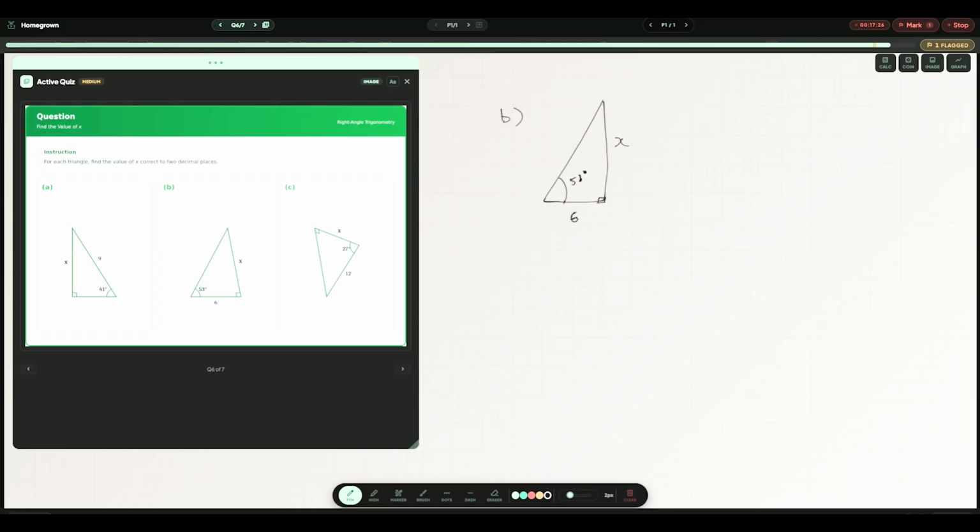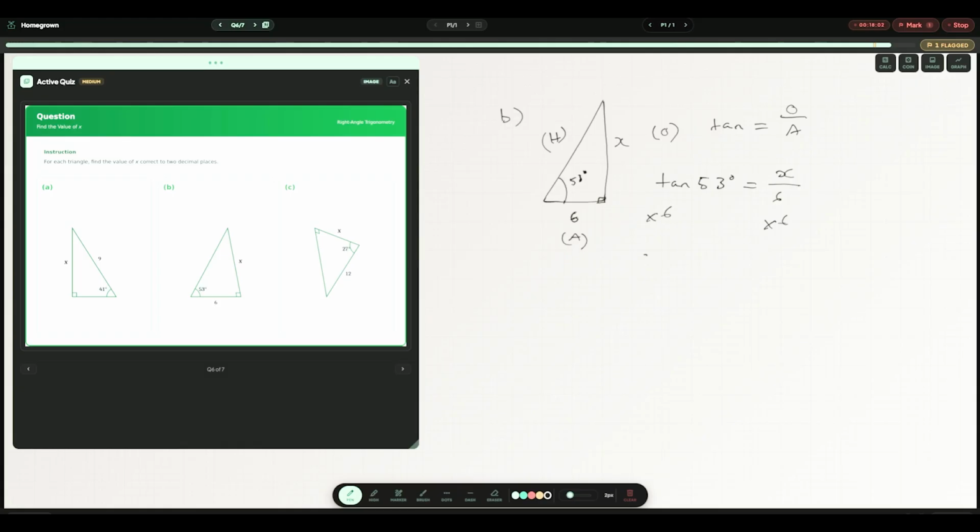Now, first step, again, label everything. So we know that this is opposite 53 degrees, so this one's opposite, and we know this is the hypotenuse, so this must be adjacent. So which trigonometric ratio involves opposite and adjacent? Well, tan is equal to opposite over adjacent. That means tan of 53 degrees is going to be equal to x over 6. And to get rid of that 6, all we have to do is multiply both sides by 6.